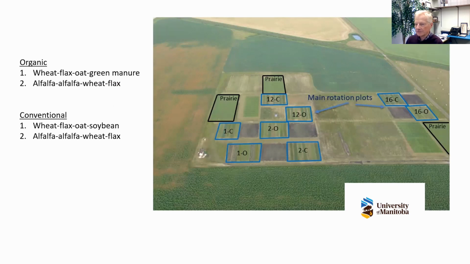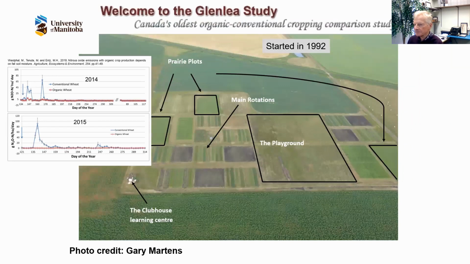This is actually on a Métis River lot, and there are two basic rotations. One is just grains: wheat, flax, oats, soybean in the conventional, or green manure in the organic. Then there are 2 years of alfalfa for hay, and then wheat and flax again, both in the conventional and the organic. We split the plots a little to add manure or not add manure. These are the main rotations. We also have the prairie plots in there, which is a really nice benchmark. So that's a little bit about Glenlee.